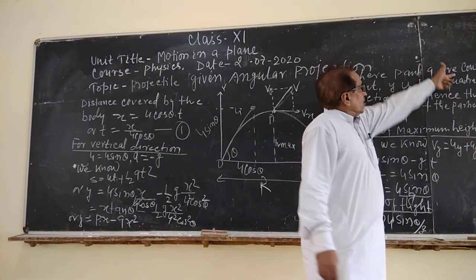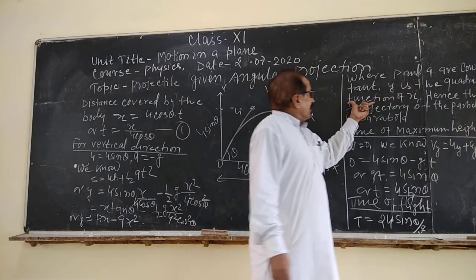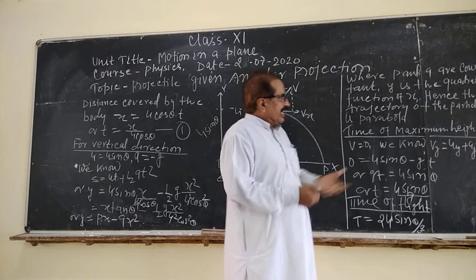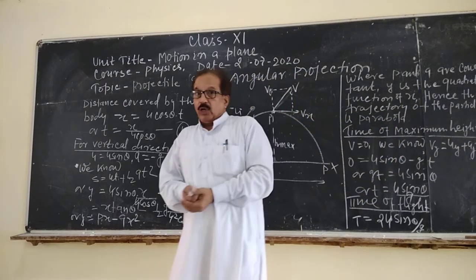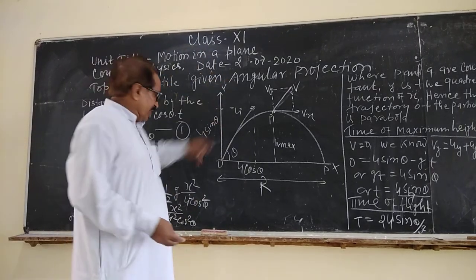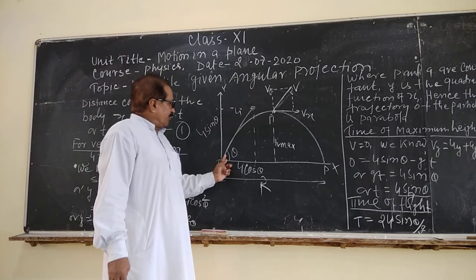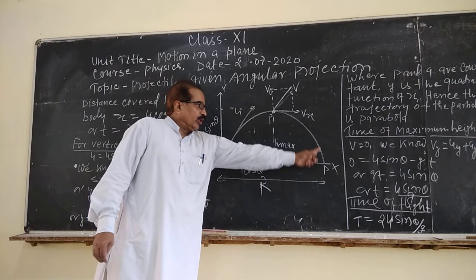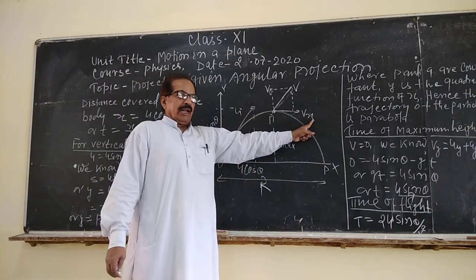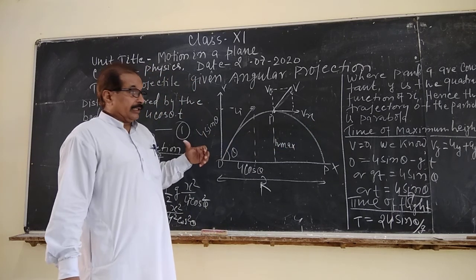Where p and q are constants, y is a quadratic function of x, and hence the trajectory of the particle is a parabola, just like in the previous period. This equation is basically a parabolic equation. So the path of the object is parabolic. This motion is known as parabolic motion, and the object is known as a projectile.